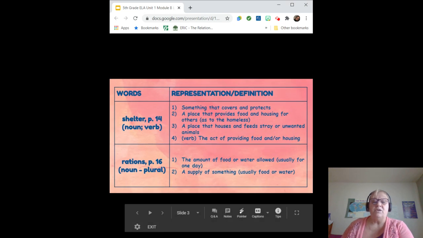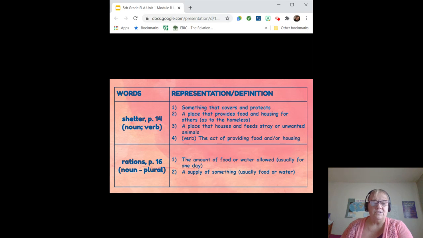Let's look at some particular academic words specific to the story that I would like you to know. However, remember, as we read, you may find other words that you would also like to document as a vocabulary word. The first word is going to be shelter. We'll find it on page 14. Shelter can be used as a noun or as a verb, so keep that in mind as we see it in the text. Is it going to be a person, place, thing, or idea?